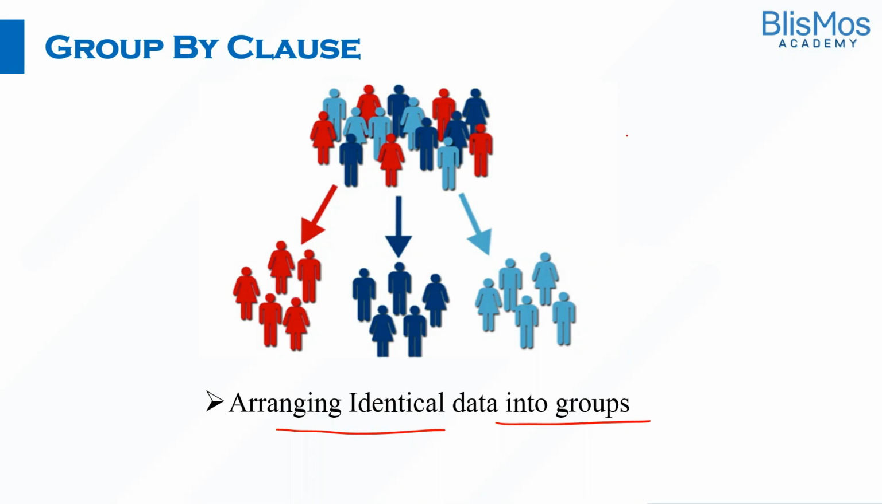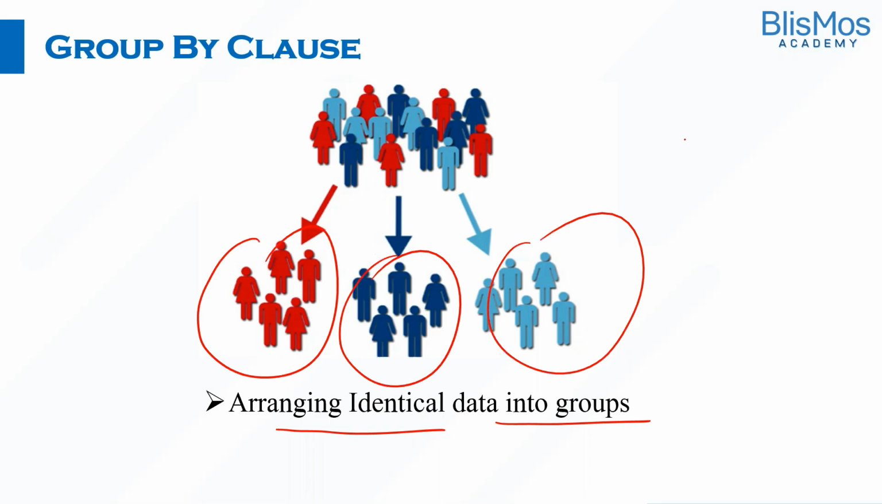For example, we want to group the people with the same color. We want to group based on the height. We want to group based on the age. We want to group based on multiple factors, multiple parameters. So when we are playing with the data, we also need to group based on a particular parameter.